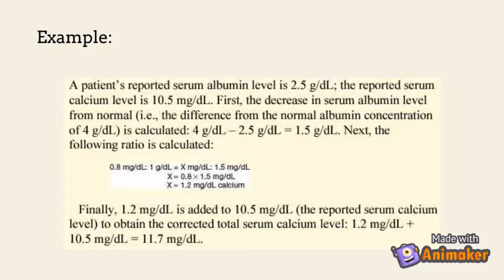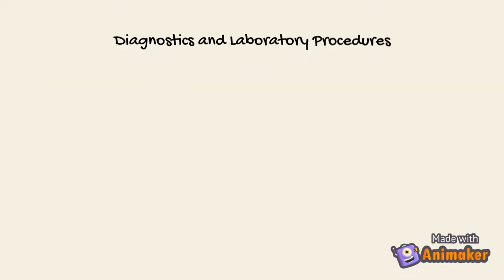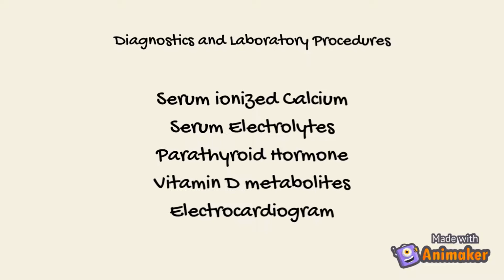Finally, 1.2 milligrams per deciliter is added to 10.5 milligrams per deciliter, which is the reported serum calcium level. To obtain the corrected total serum calcium level, you add 1.2 milligrams per deciliter and 10.5 milligrams per deciliter, giving 11.7 milligrams per deciliter.